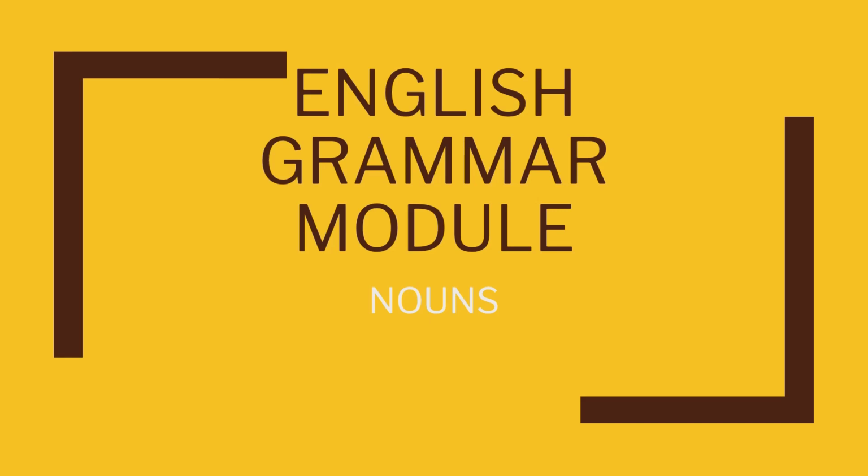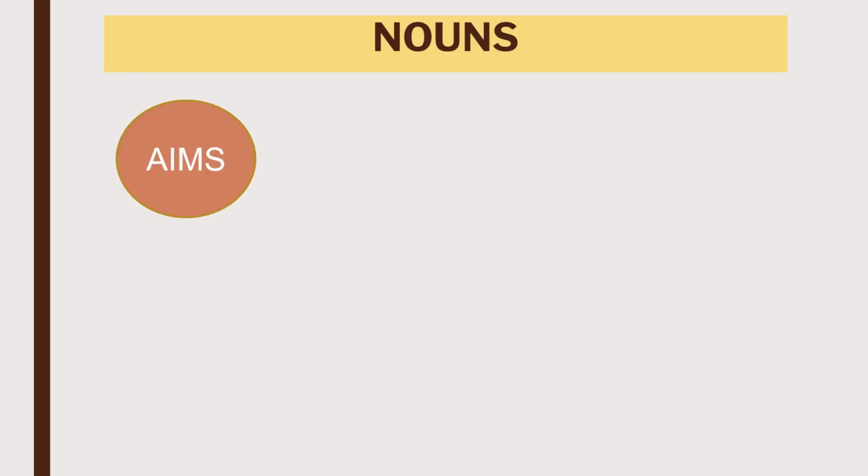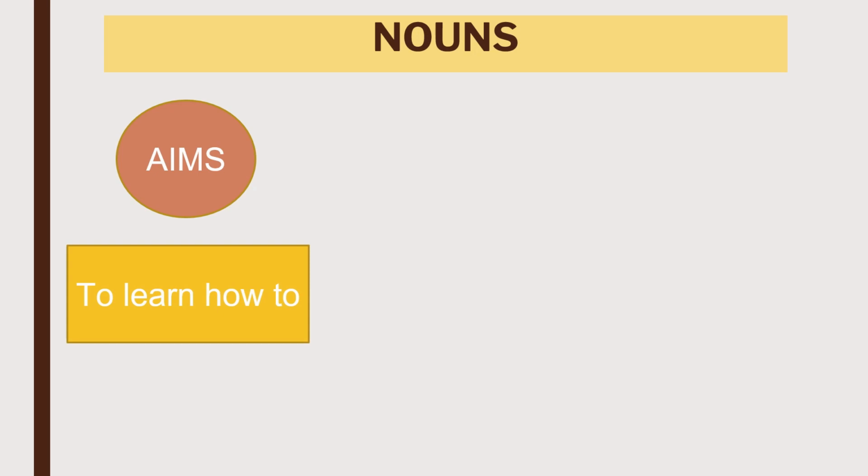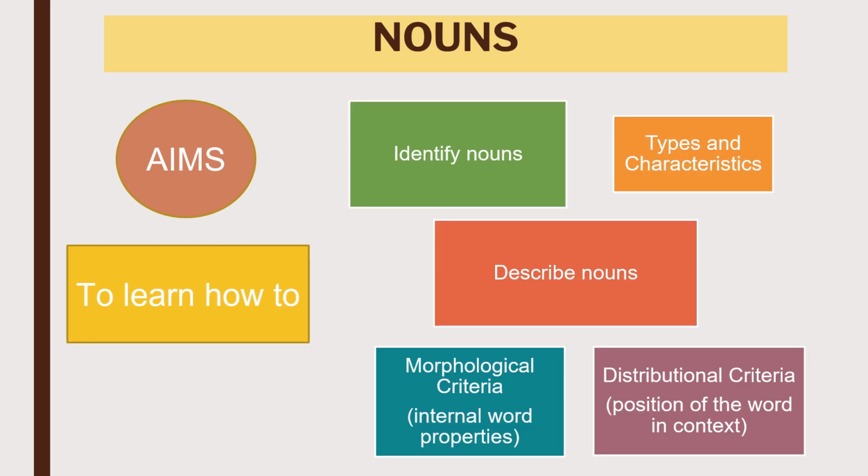In this presentation, we will discuss all relevant theoretical concepts on nouns. The aims in this presentation are to learn how to identify nouns, the types and characteristics of nouns, and how to describe nouns according to morphological criteria, that is to say the internal word properties, or distributional criteria, that is to say the position of the word in context.